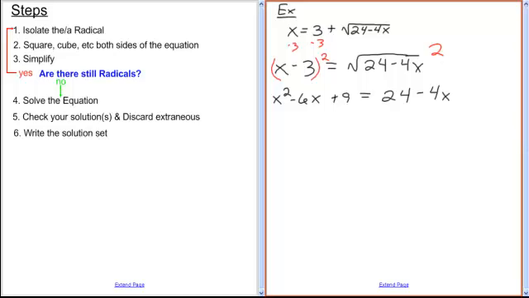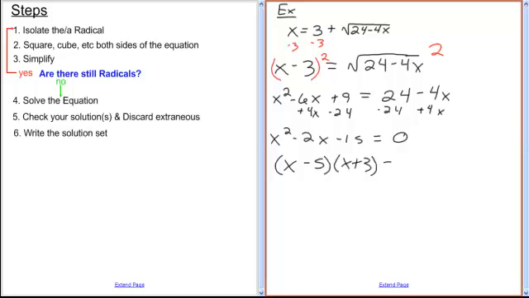I'm going to be moving on to step 4. I don't have to go back up to step 1. Since I have a quadratic, thinking ahead, I'm going to have to set it equal to 0, factor it, and solve. So I'm going to subtract the 24 on both sides, and I'm going to add the 4x on both sides. So I have x squared minus 2x minus 15 equals 0. Go through and factor. (x minus 5)(x plus 3) equals 0. Therefore, x equals 5 and negative 3.